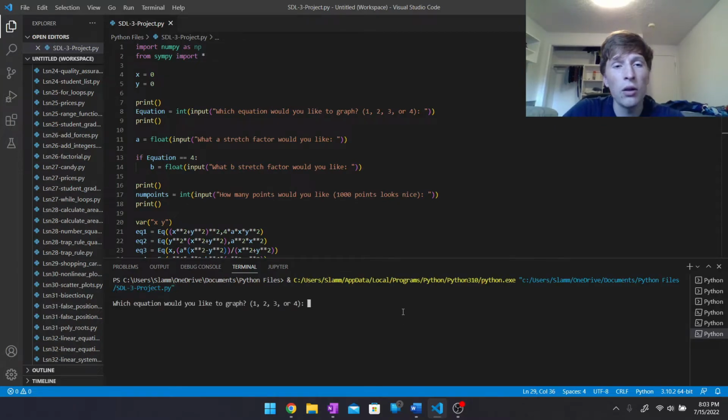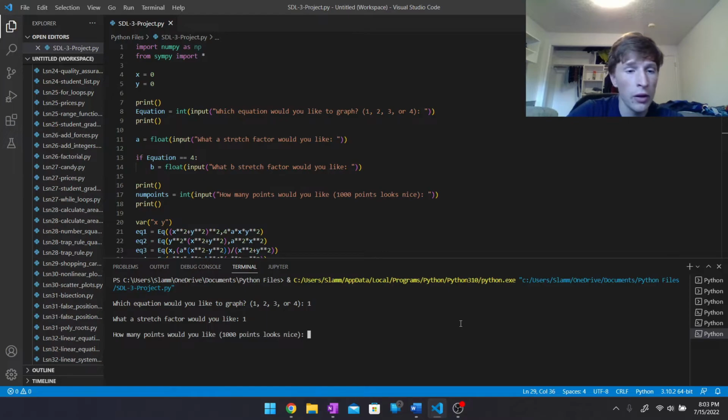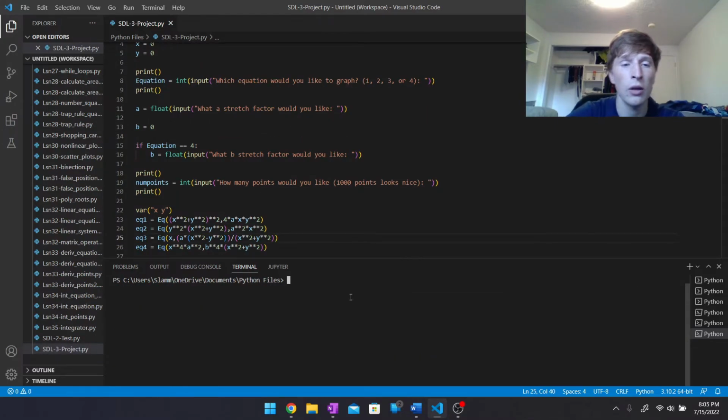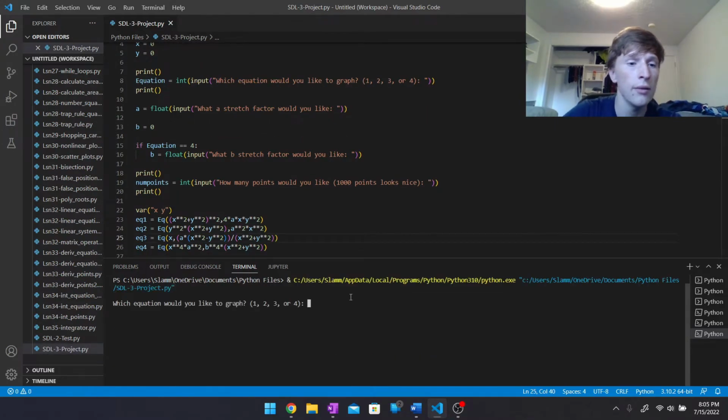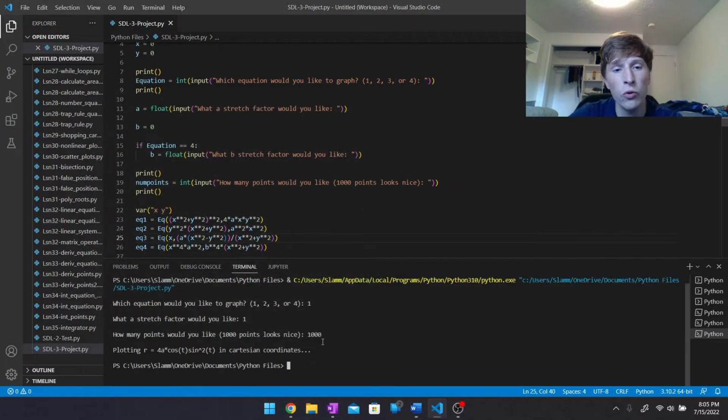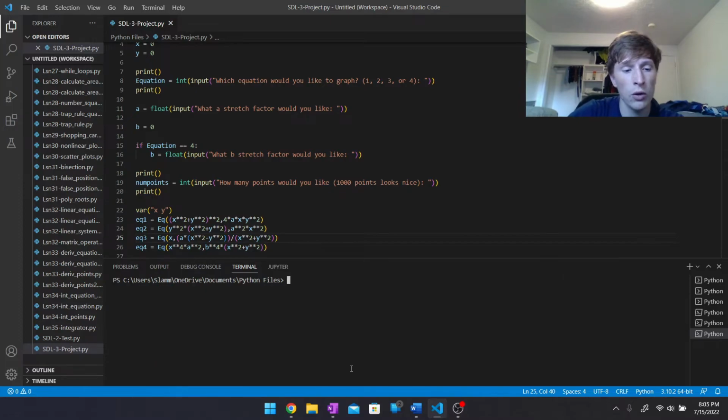If I enter equation 1, which is this equation right here, it's going to ask for a. I'll just give it a value of 1, and 1,000 points looks nice, so that's what I'll do. Okay, I think I fixed it. Let's try it again. Okay, equation 1, stretch factor of 1, and 1,000 points. There we go. And that's what it looks like. Cool, there's equation 1.